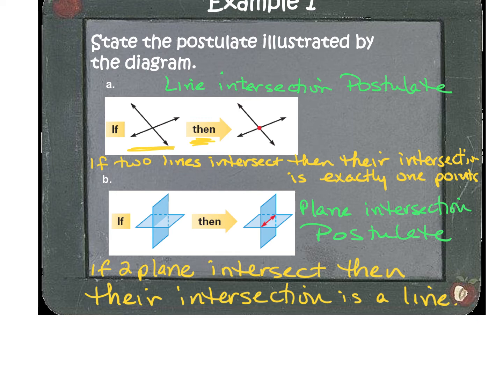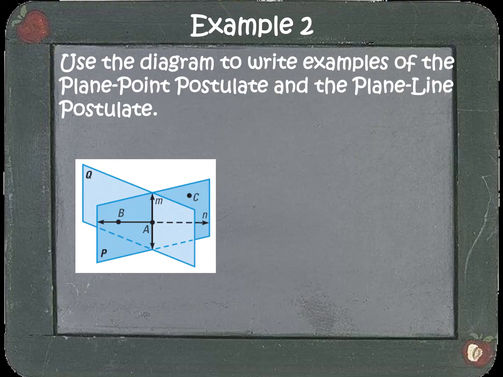So know what the postulates say. You don't need to have it word for word, but it's got to have the right meaning. Or memorize the names. Either way, for the quiz on Tuesday. So here's example 2. It says use the diagram to write examples of the plane point postulate and the plane line postulate. So let me go ahead and do the plane point first.